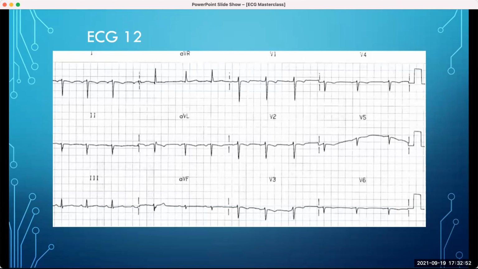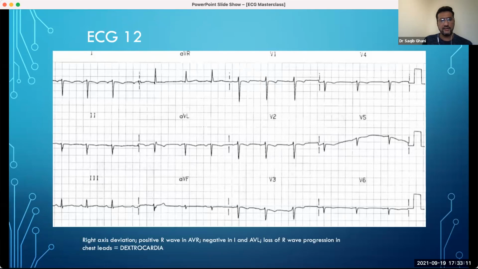Wrong placement of ECG. That's a good thought. Let me help because we're running out of time. Imagine from V1 to V6, the QRSs are becoming smaller and smaller. That means the leads are moving away from the heart. So when you have right axis deviation, positive R wave in AVR, negative in AVL, and loss of R wave progression, this is dextrocardia.